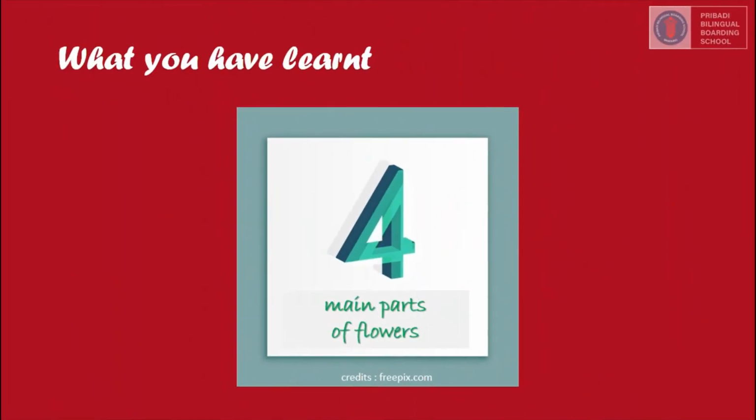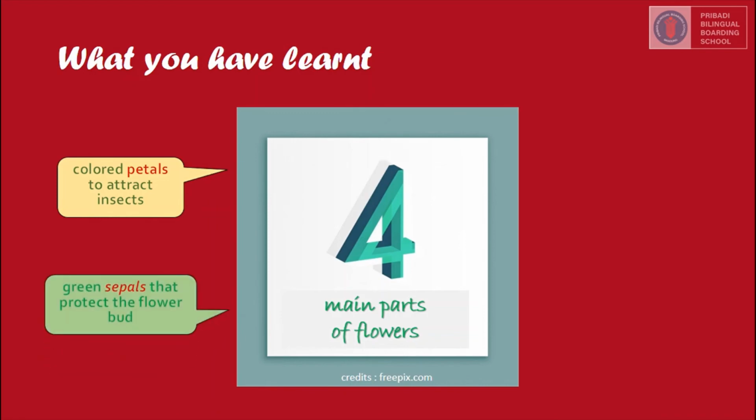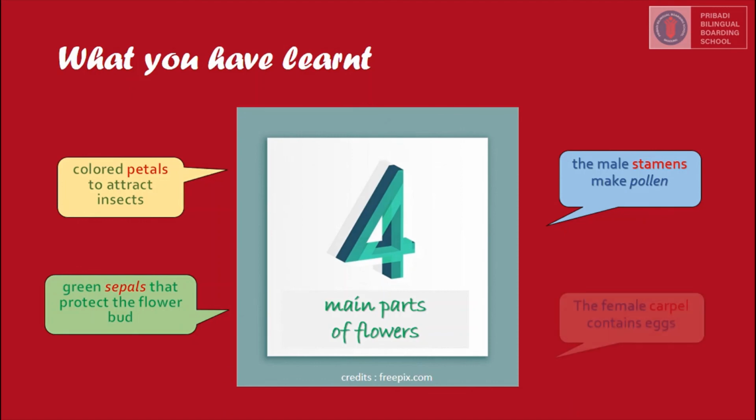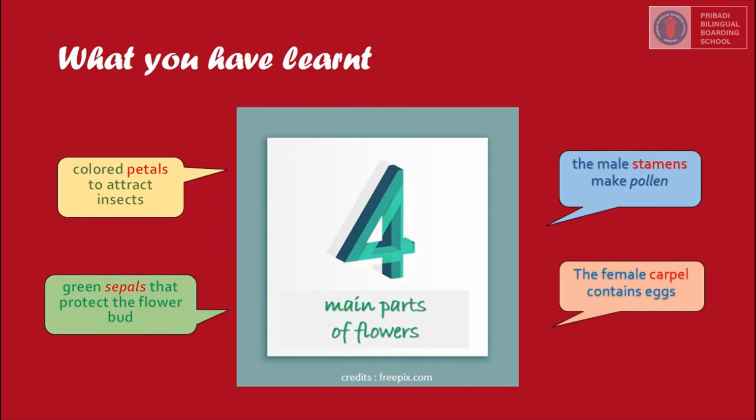So what you have learned, there are four main parts of the flower. Petals are often brightly colored to attract insects. We also learned sepals, the part of the flower that protects the flower buds. The color is usually green. And we have the male part of the flower, the stamens, to make pollen. And the last is the female part of the flower, the carpel, that contains the egg.